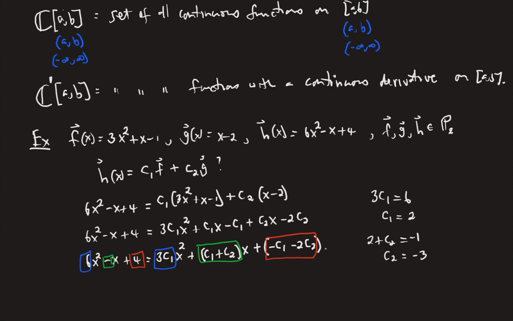And then we have to make sure, we can't just assume, that the red condition will be satisfied. So now we're going to do a check and take the negative of c1 and then minus 2 times c2. We got that. And we're asking ourselves, so there's my question mark, is that equal to 4? Let's see. We got negative 2 plus 6, voila. It is 4. So that linear combination does work.